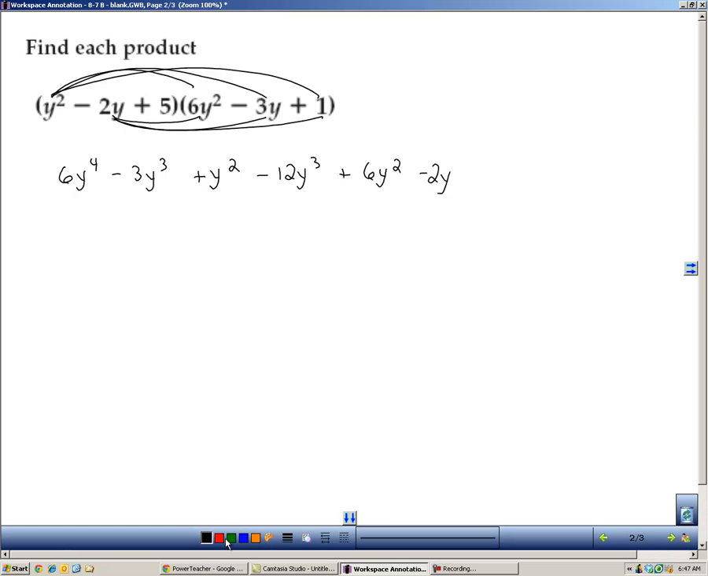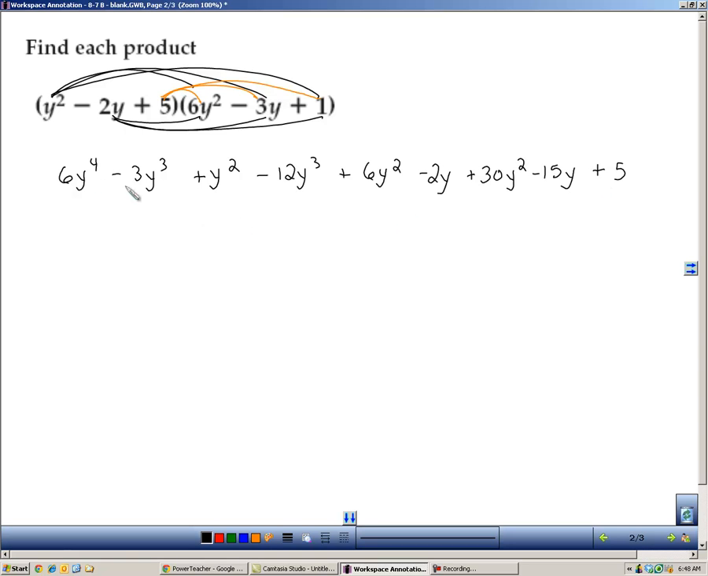And the last thing I'm going to distribute, I used a different color just so you can maybe see it easier, 5 to each term. 5 times 6 is 30y squared. 5 times negative 3 is negative 15y. And 5 times 1 is 5. Whew, that's a lot of terms we have to collect now.